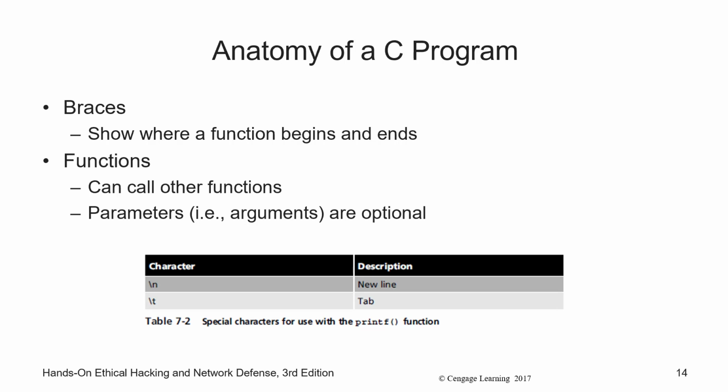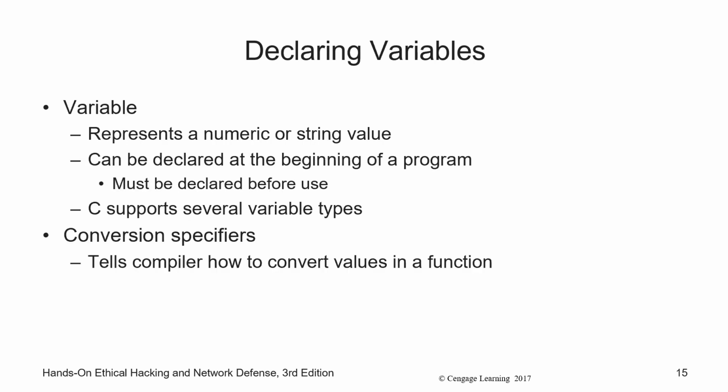Functions can call other functions. Functions can be recursive. Parameters, i.e. arguments. I love that people use these interchangeably. Parameters are the variables that you use when you define your function. Arguments are the data you pass into the parameters. The book here is interchanging them. Some places do interchange them, but the true definition is that parameters are the definition and arguments are the data.